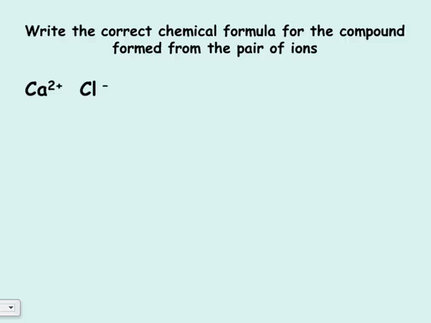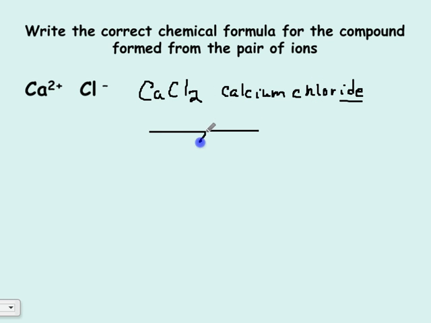We have calcium has a +2 charge. Chlorine has a -1. So for every calcium, we're going to need 2 chlorines. So it would be CaCl2, calcium chloride. And I use the ide ending. And if I was to draw my little thing, we have calcium as a +2. We're going to need 2 chlorines for it to balance out. -2, +2.